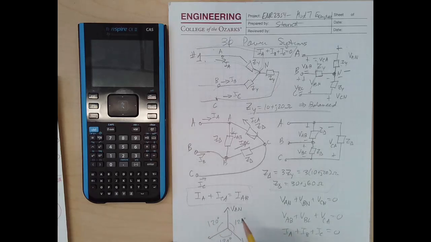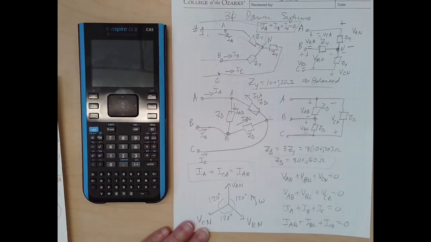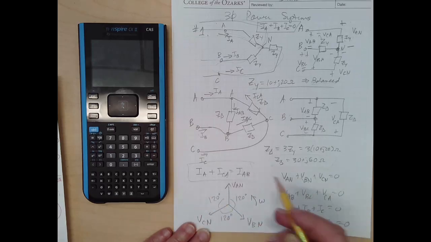So my picture's a little off, but then we have VBN and VCN. If you think of rotating phasors, rotating with angular frequency omega, VAN comes first, and then VBN and VCN. They're a whole set. Or sometimes we would write VCN as ahead of VAN, however we want to think about it.